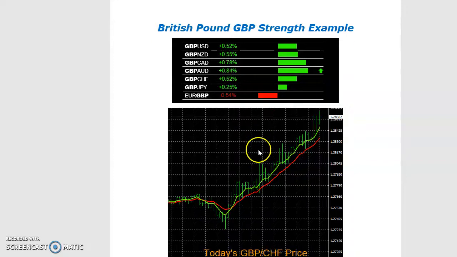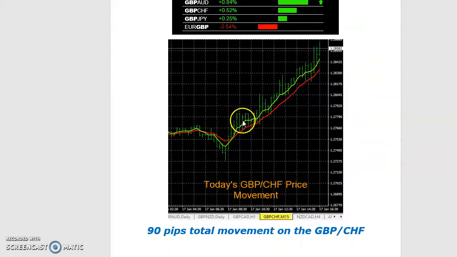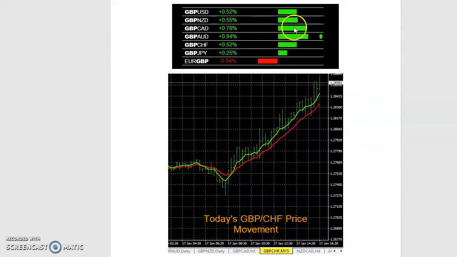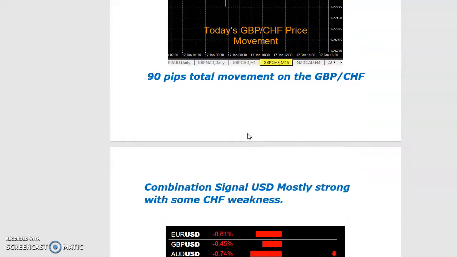Here's an example for the British pound. If the British pound is strong and consistent, the heat map will specify like the British pound against the Aussie dollar, or the British pound against the Swiss franc or Canadian dollar. Once again, you get about 90 pips of total movement on the pound Swiss, but the combined movement on all the British pound pairs, these are volatile pairs, is in the hundreds of pips.